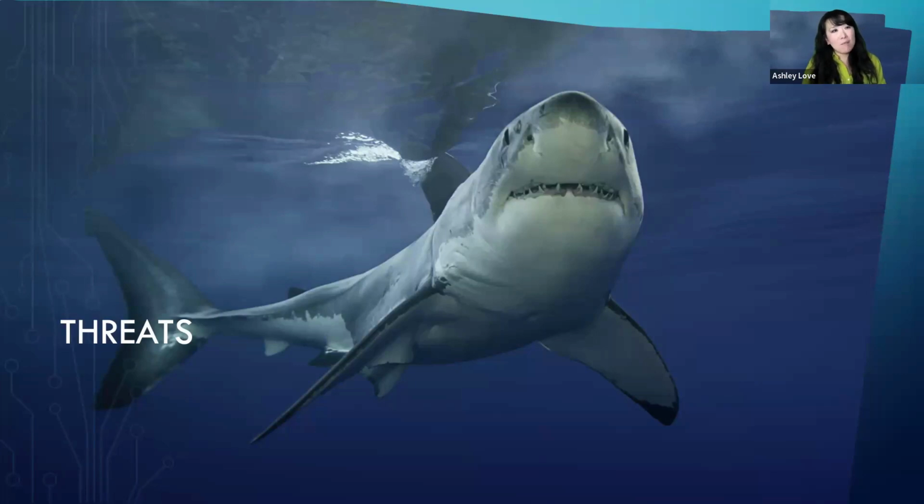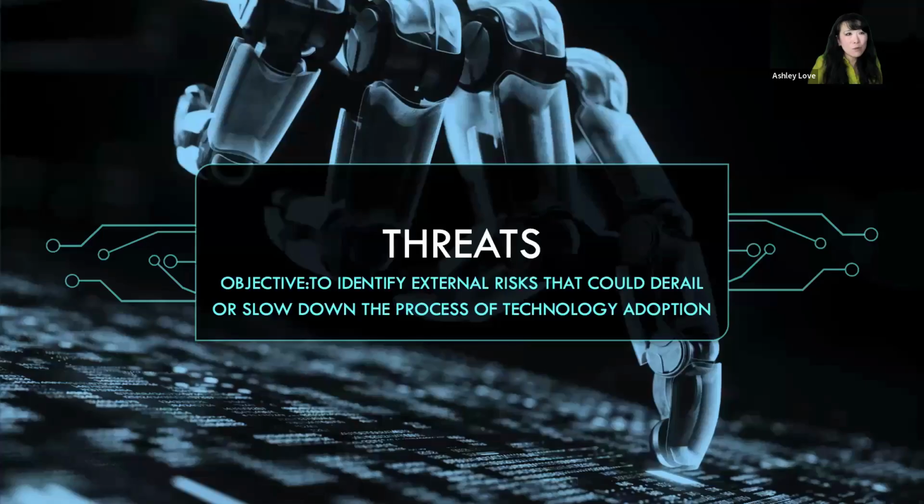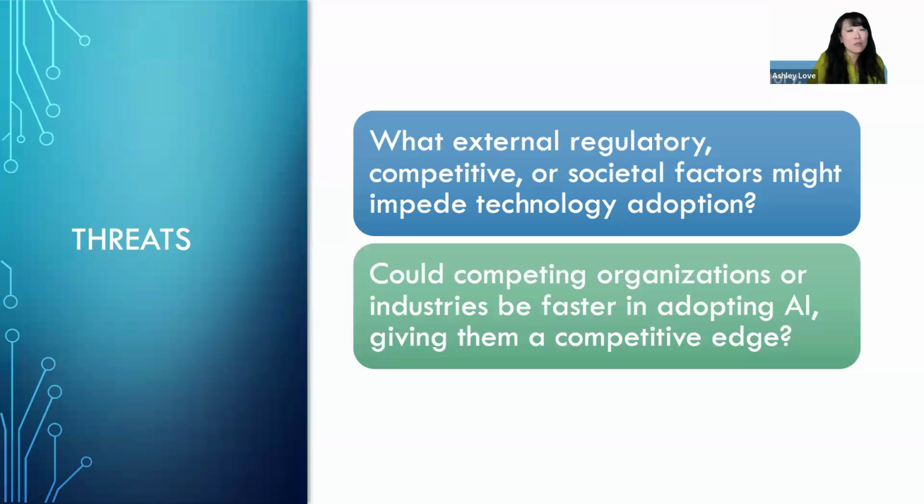But of course, there are threats. When there are opportunities, remember, it's cost-benefit analysis. Whenever you choose one choice, there's always going to be some other threat that might actually prevent you from adopting the technology. So what external factors can derail or slow down the process of technology adoption? One thing, and I know some of you alluded to this, is external regulations or laws or policies that are going to prevent you from implementing. Also being competitive. It might be too expensive to implement at this point.